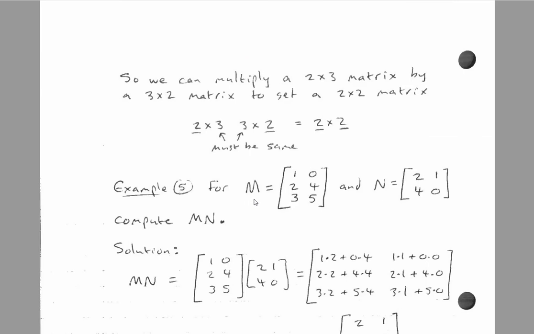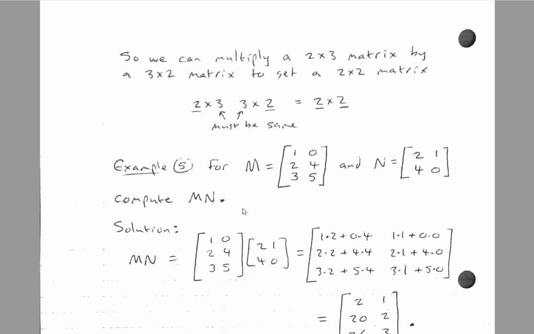Okay, another example. This matrix M is this rectangle, this array of numbers, matrix N, 2 by 2. Compute MN, so that if you don't see any operation, that means matrix multiplication. Yeah, this is 3 by 2, this is 2 by 2, so those 2's match, so the answer will be a 3 by 2.